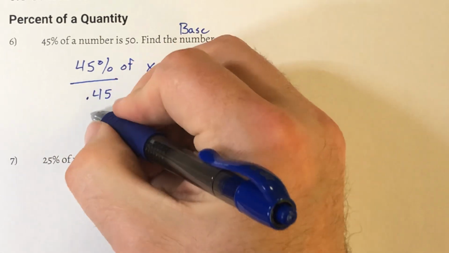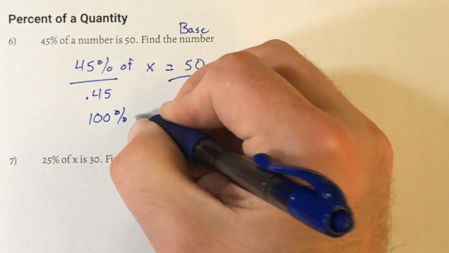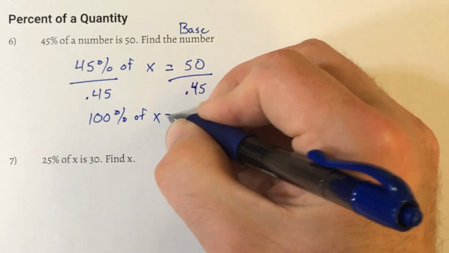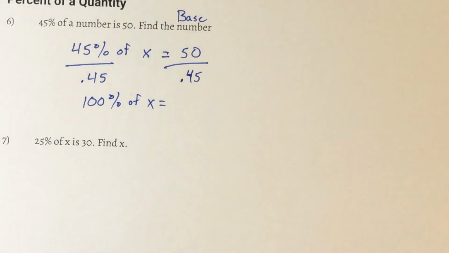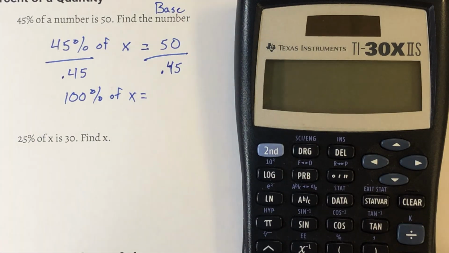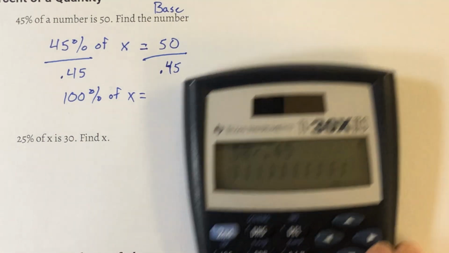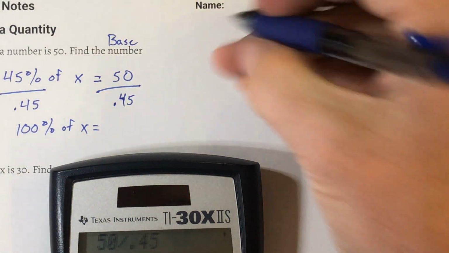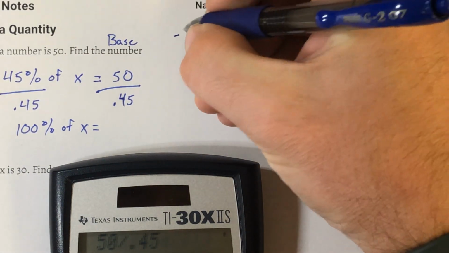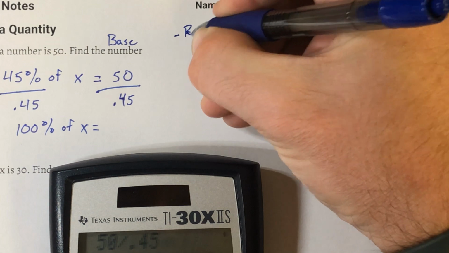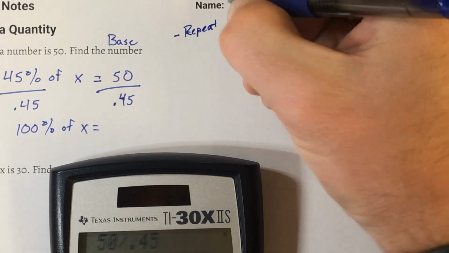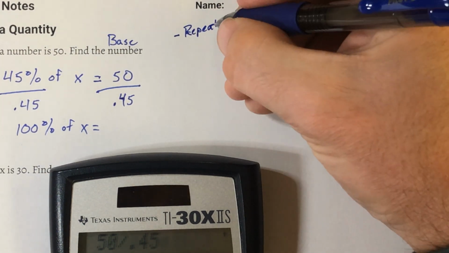So that's going to be 100% of our number, meaning the whole number is going to be 50 divided by 0.45. Ooh, 111.11111. That repeats. Yeah, repeating decimals are bad. So note about repeating decimals. Repeating decimals usually aren't accepted.